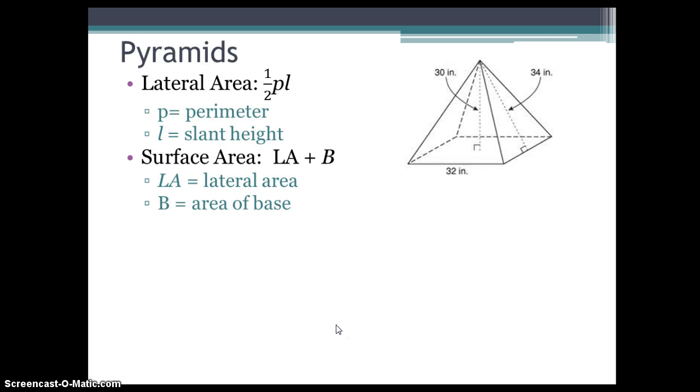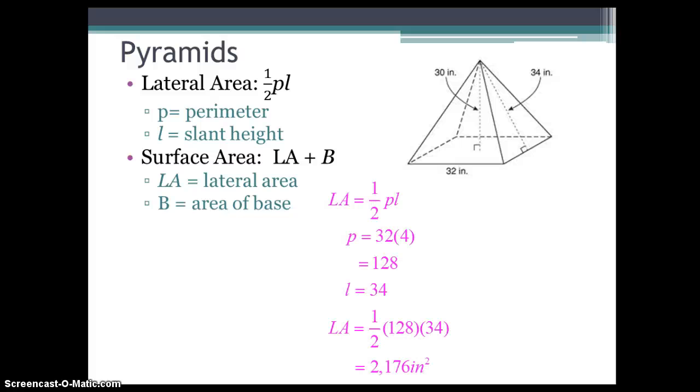Now, the lateral area of a pyramid is half the perimeter times the slant height. So to find the perimeter here, we're going to take 32 times 4, and we get 128. Our slant height is 34 along the edge of the pyramid. So we find our lateral area, it's half of 128 times 34, or 2,176 square inches.